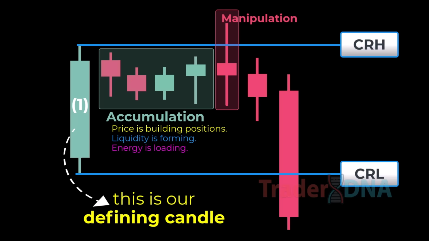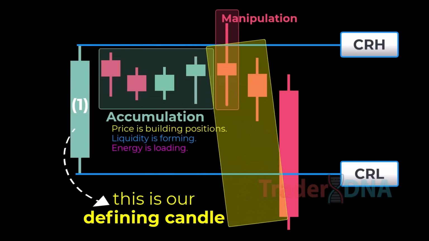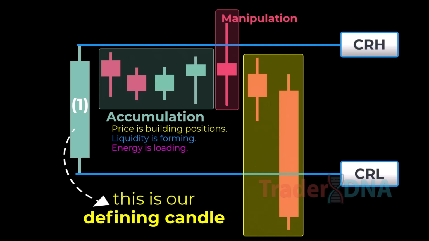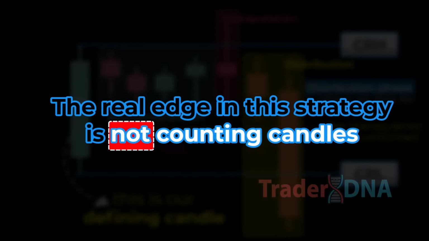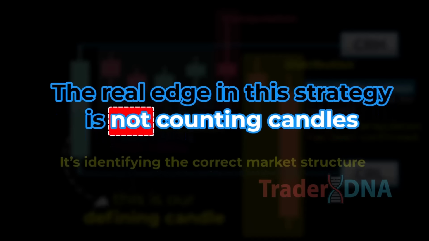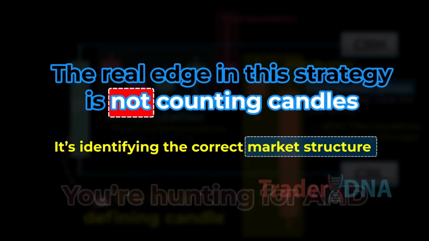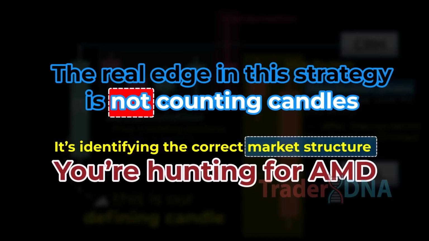Then what follows? 2 strong bearish candles that drive straight toward the candle range low. That's distribution. That's where price expands aggressively in the true intended direction. And that distribution phase is where we look for our entry after manipulation has been confirmed. So what's the big takeaway here? The real edge in this strategy is not counting candles. It's identifying the correct market structure. You're hunting for AMD.